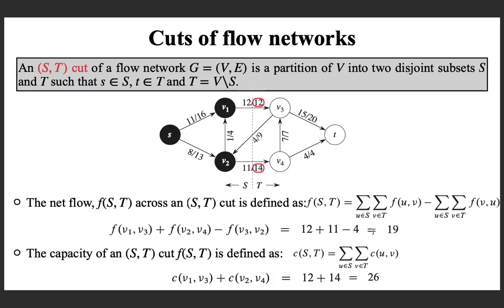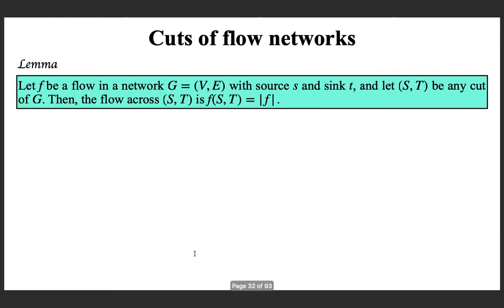Now the capacity of an ST cut is the capacity of all the conduits crossing the cut from left to right, or from S to T. T to S conduits are not taken for defining the capacity. Why? We can see later. And there is a typing mistake. I should say this as CST, the capacity of the ST cut.